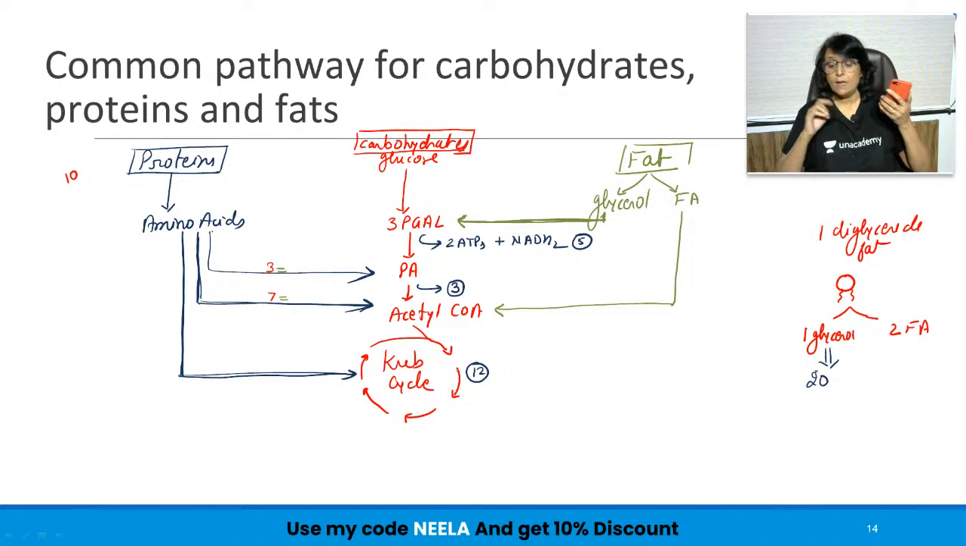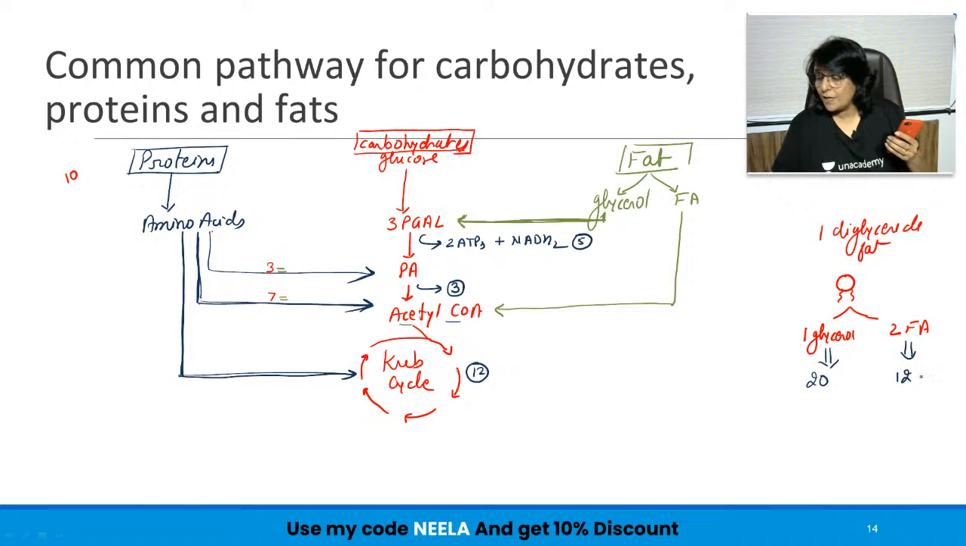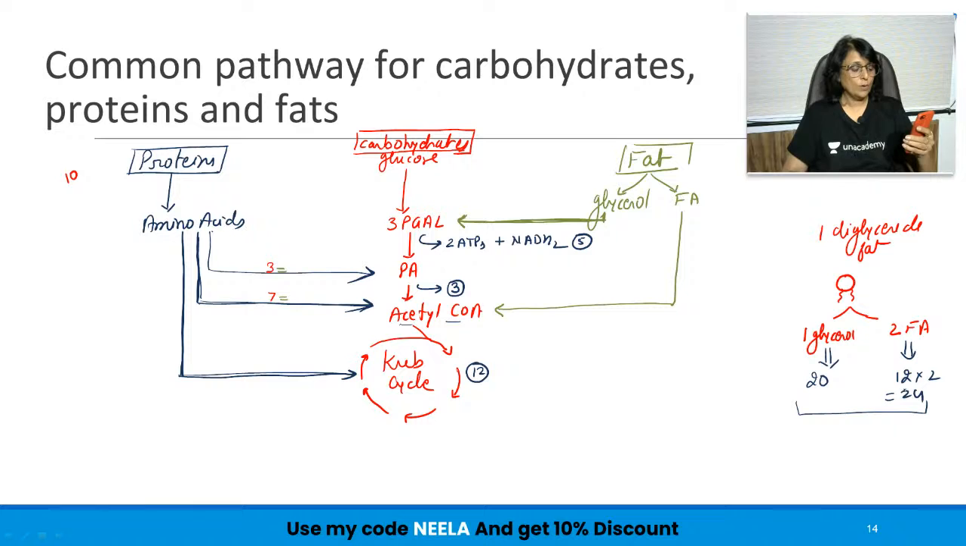Now, fatty acid directly changes into acetyl coenzyme A. That means it will only undergo Krebs cycle, and we know Krebs cycle gives us 12. So there are 2 fatty acids, so it will give us 12 into 2, 24, and then you add these two. So that is how Hiren has given 44.